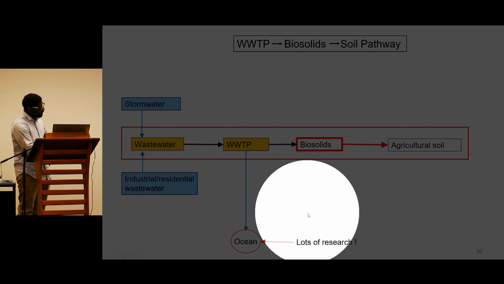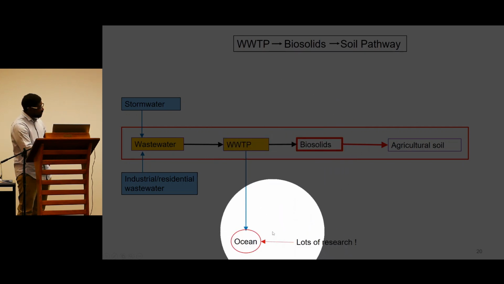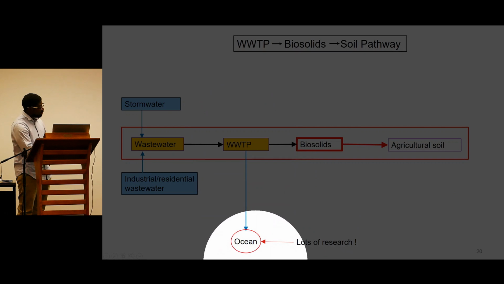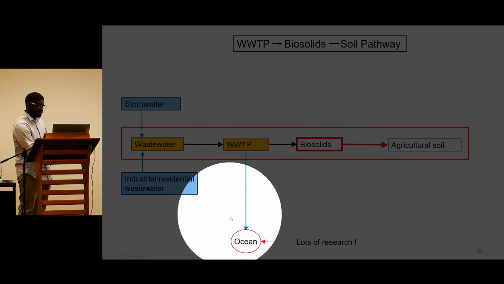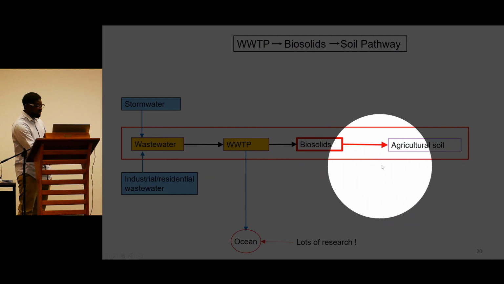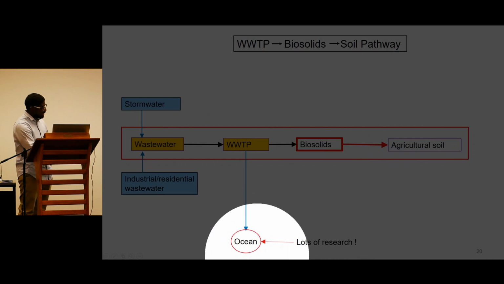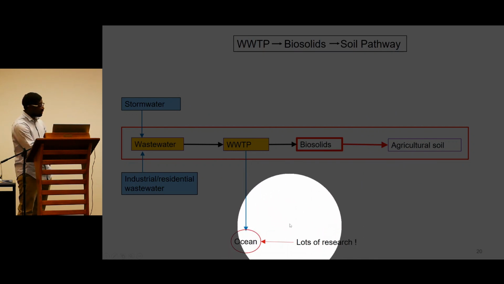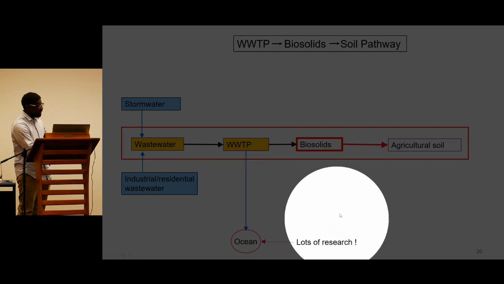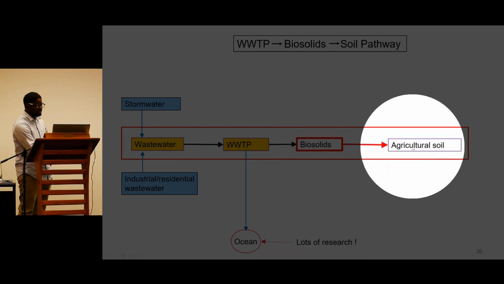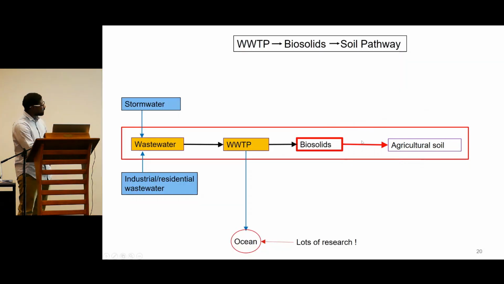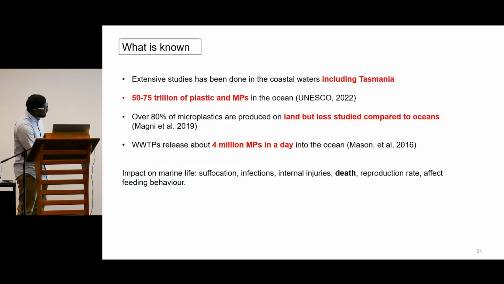So there are two pathways here. You have microplastics getting into the ocean through the wastewater effluent, and you have it getting into the agricultural soil, that is land, through biosolids. So in this area, that is the ocean, lots of studies have been done. But in this sector, very few studies have been done. So what is known in the ocean, I'll just briefly go over what has been done in the ocean and what has been found.